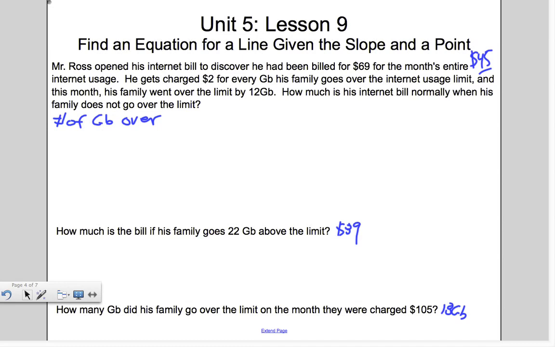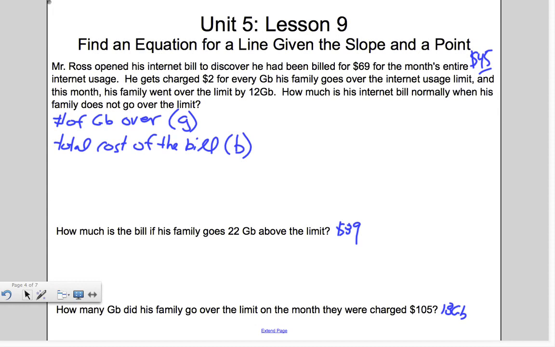G. Shouldn't it be O for over? We're talking about gigabytes. And the other one is the total cost of the bill. What variable do you want to assign that? B. Which one is independent and which is dependent? In other words, which one affects the other? The number of gigabytes over affects the total cost of the bill. Good, thank you, Megan.